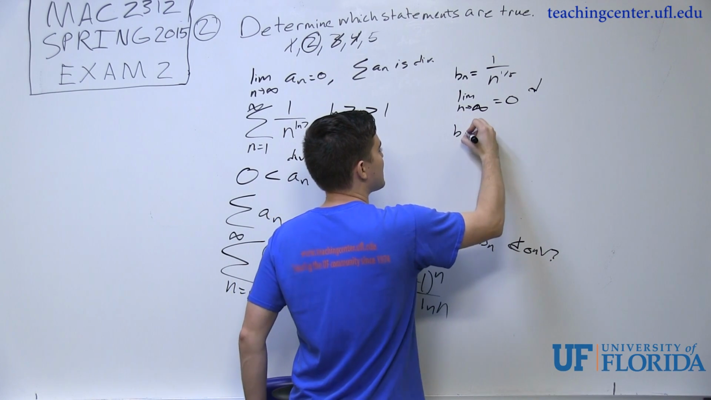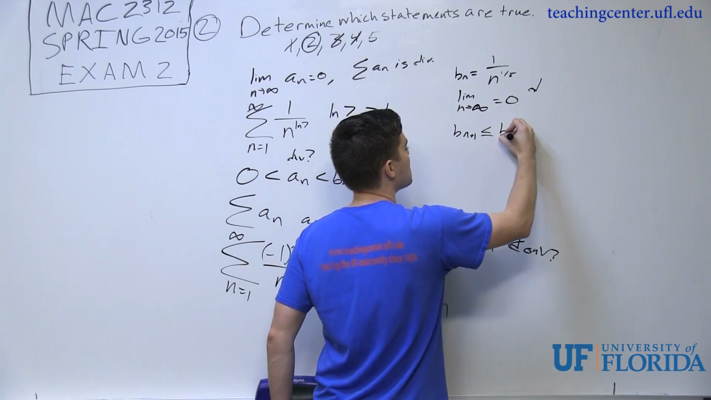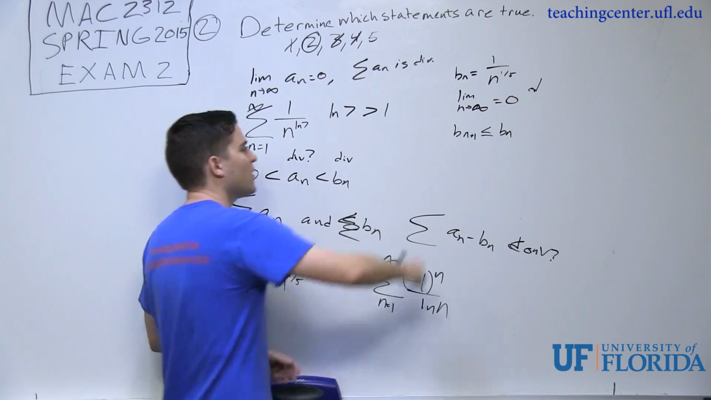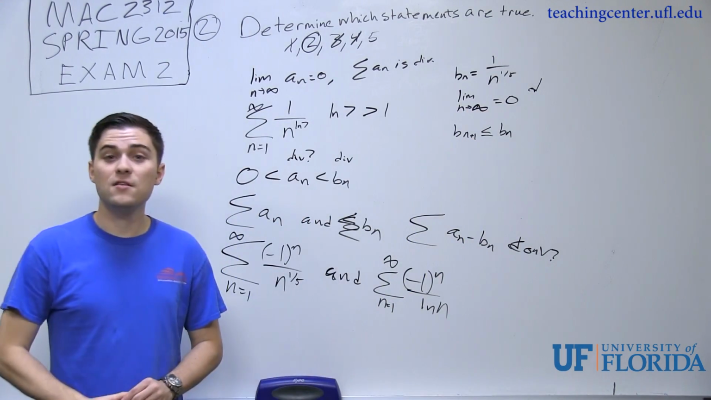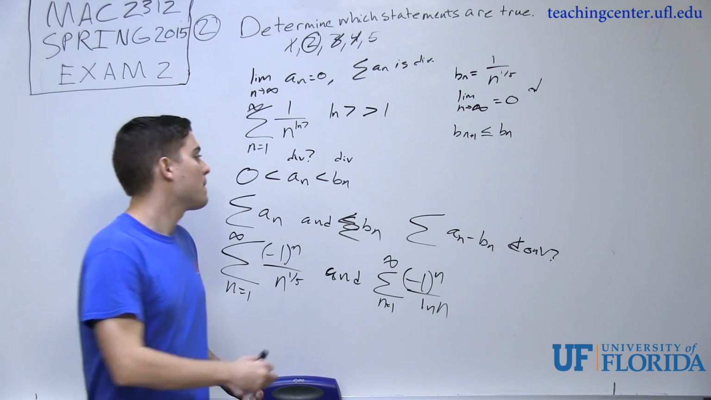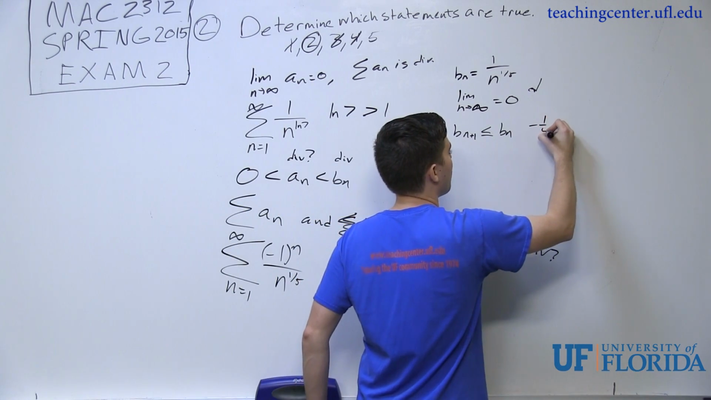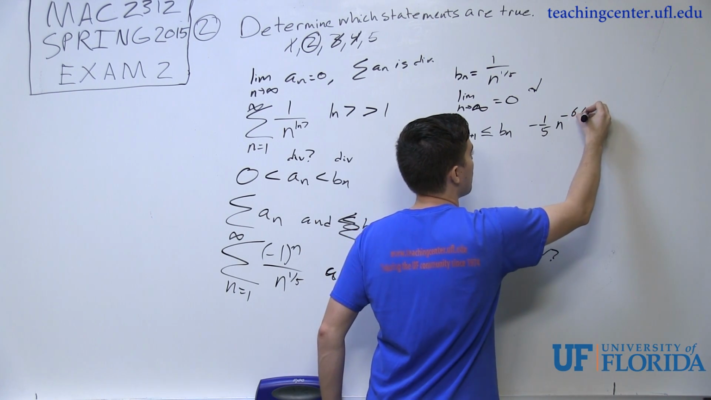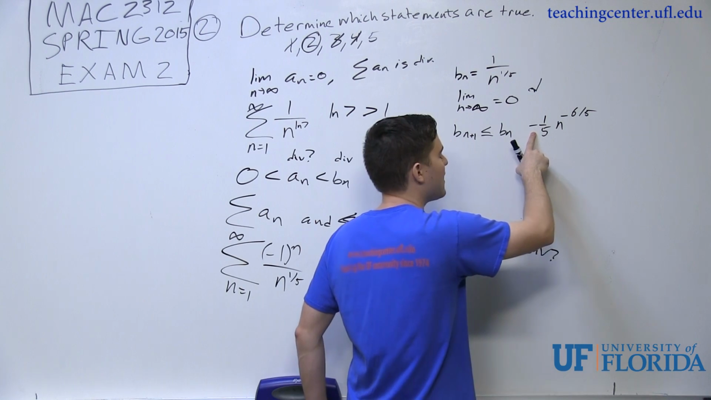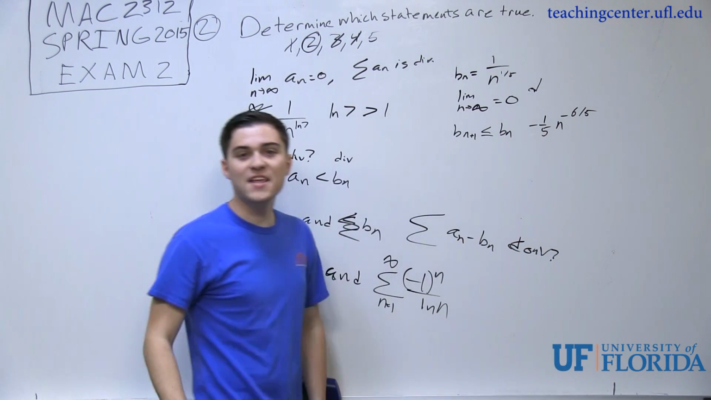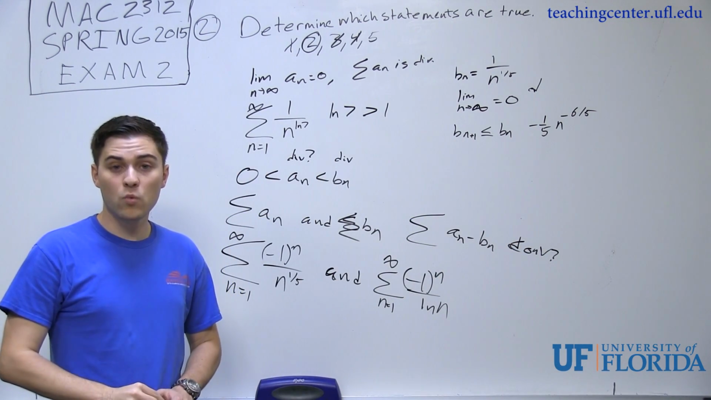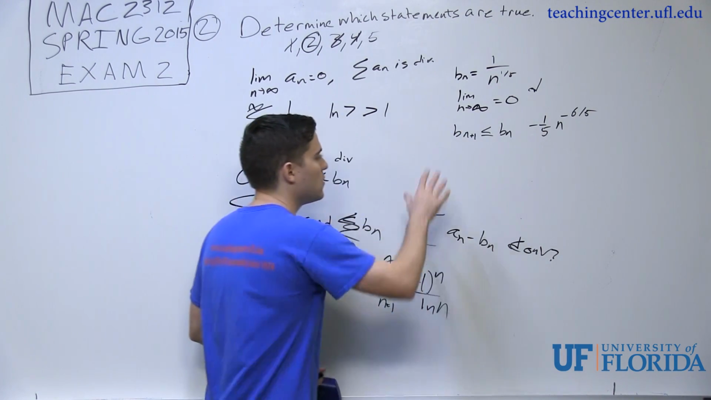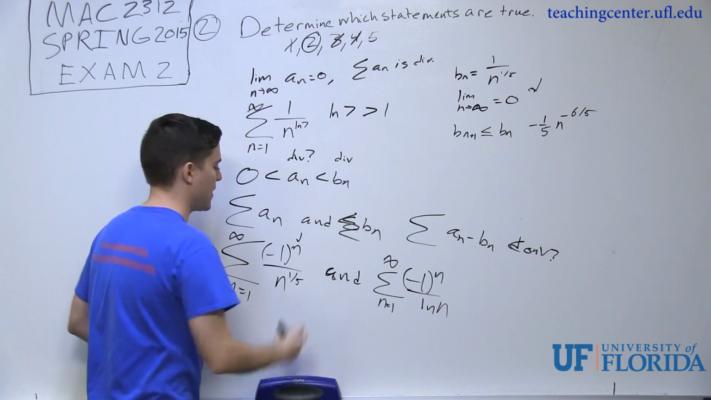The second one is that b sub n plus 1 has to be less than or equal to b sub n. The way that you can prove this if you're not sure is to take the derivative. If I take the derivative of 1 over n to the 1 over 5, I end up getting negative 1 over 5 n to the negative 6 over 5. So I have a negative sign out front. Because that derivative is negative, that means that b sub n will be decreasing over time. So, knowing that, I know this first one is okay.